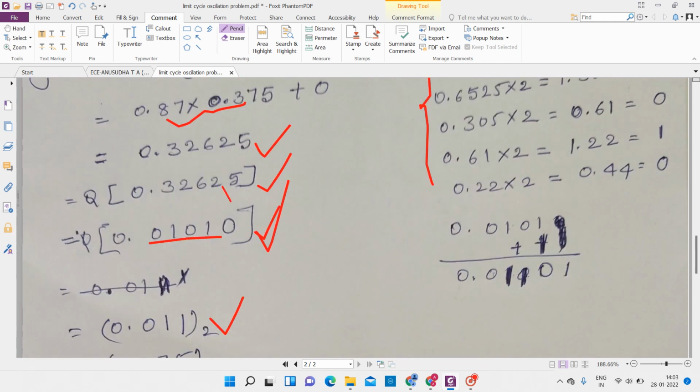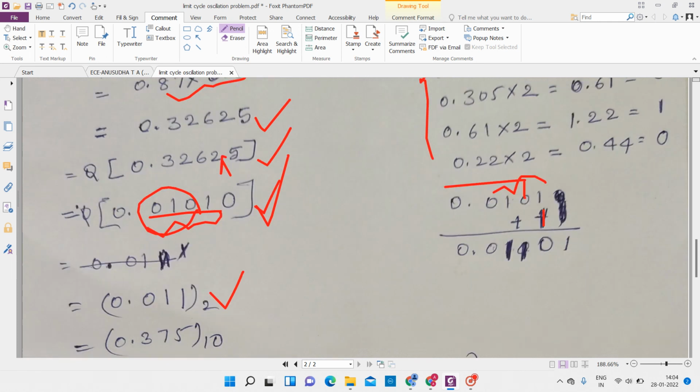Here we have to consider only the first 3 bits. Before that, first we consider the first 4 bits, which is 0.101. In the first 4 bits, you have to add plus 1 in the 4th bit. Then 1 plus 1 is equal to 0, and again here we will get 1. You know how to add binary numbers; we will get 0.011. So this is our binary number.